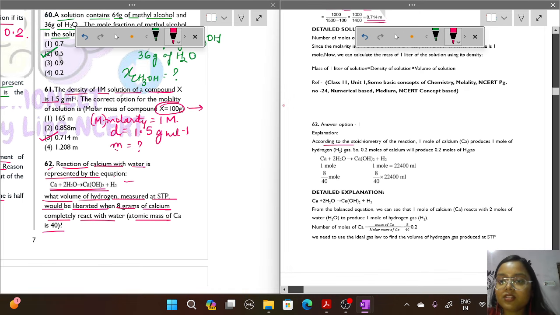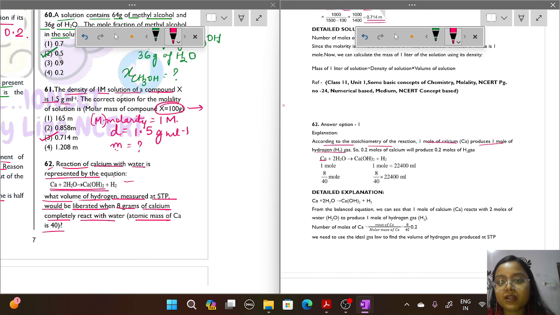Now, according to the stoichiometry of the reaction, 1 mole of calcium produces 1 mole of hydrogen. So, 0.2 moles of calcium will produce 0.2 moles of hydrogen gas. So, how does this 0.2 moles come? Let's see. From the balanced chemical equation, we know that. Now, number of moles of calcium.